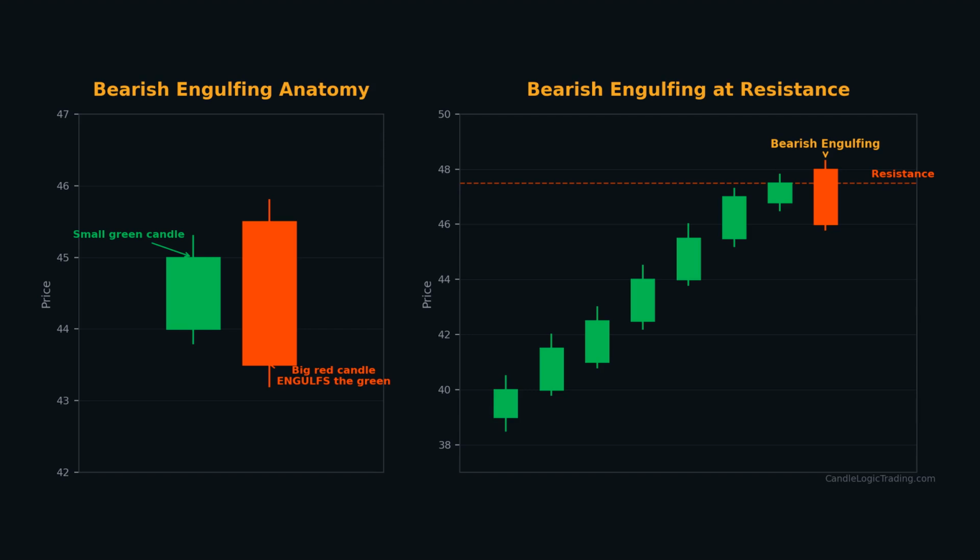How to trade it? Entry on the close of the engulfing candle, or you can wait for the break of its low for extra confirmation. Stop goes above the high of the engulfing candle. Target 2 times your risk or the nearest prior support level.